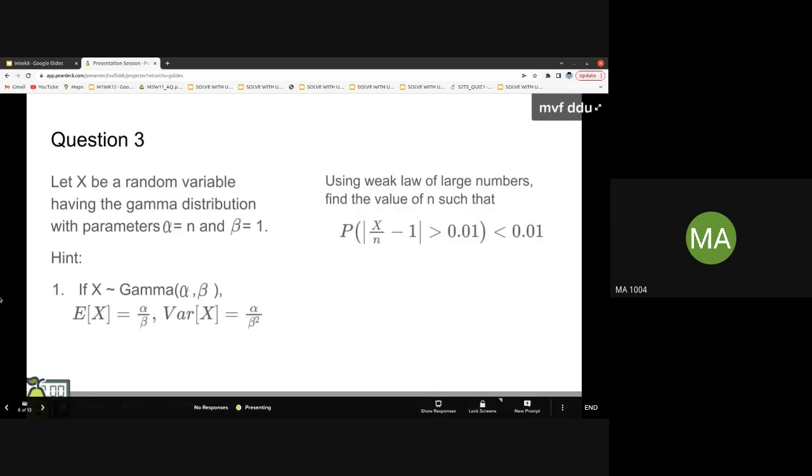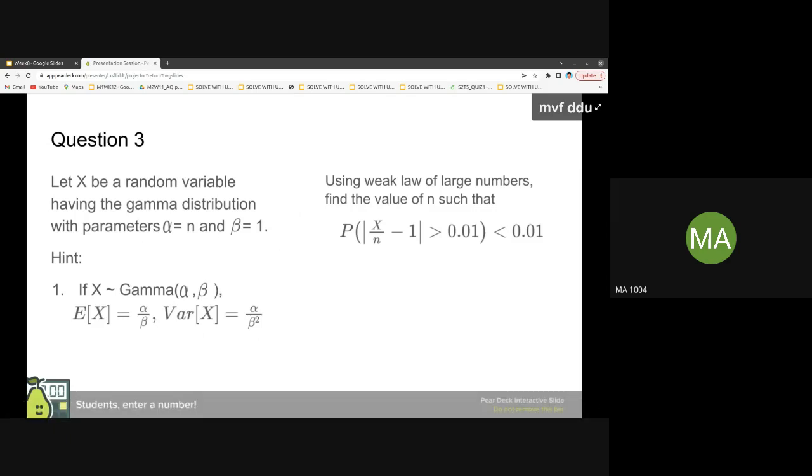Now, this is a random variable. Okay, Manan Jain. Manan Jain, if you are trying to speak, I can't hear you.